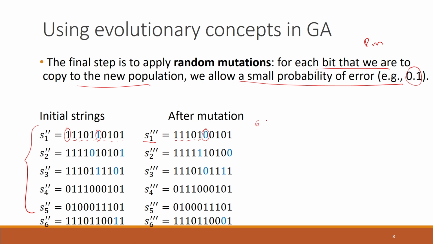So, we will be flipping the coins 60 times here, and whenever we get a head here, then we will be changing that bit here. So since there was 1 here, we flipped it to 0. For example, here, since there is 0, we will flip it to 1 if we get a head here. So this is the set of strings that we get after doing mutation.